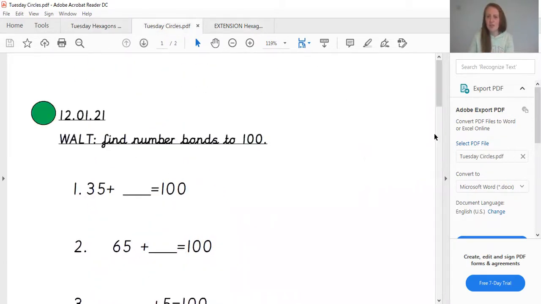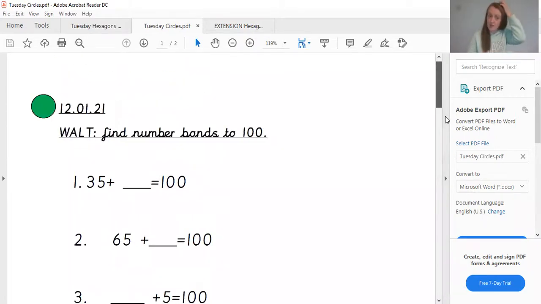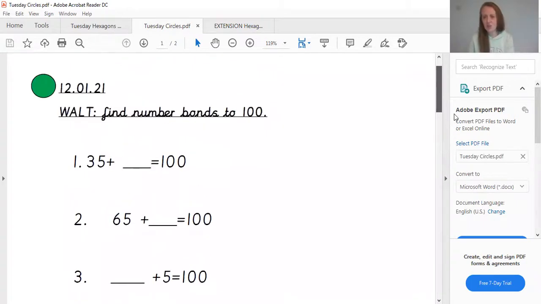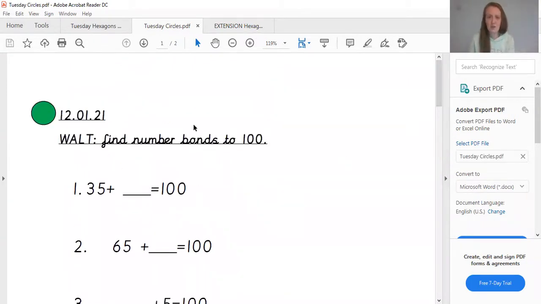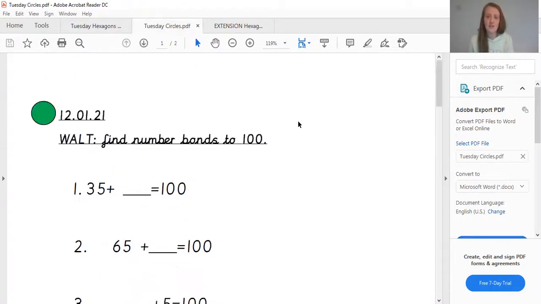Circles, you've got the same. You have got 8 questions on your sheet to have a go at. Now circles, if you want to challenge yourself, you are more than welcome. Once you've finished your page, if you wanted to have a go at the hexagons and squares, that's absolutely fine as an extension if that's what you want to do. Otherwise, circles, I've set you an extension for when you finished your 8 questions to do online, which is through Hit the Button, but I'll show you that in a moment.